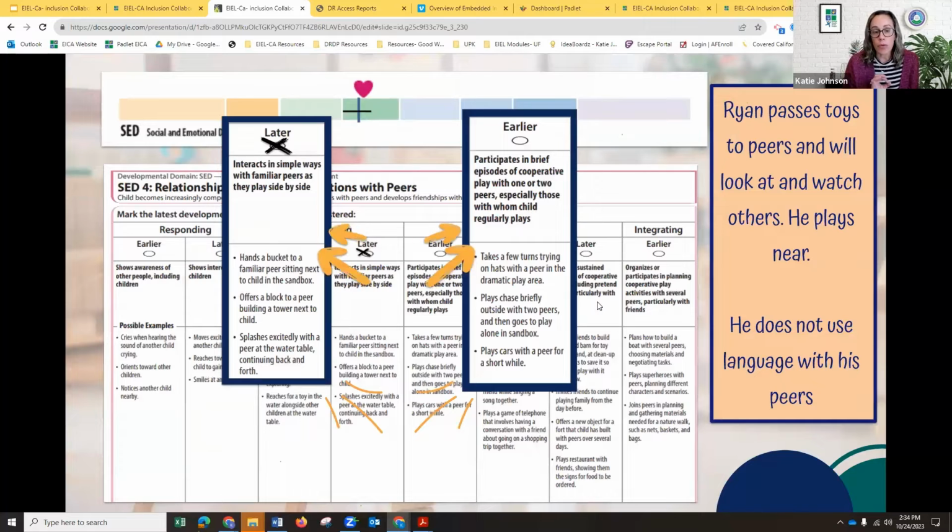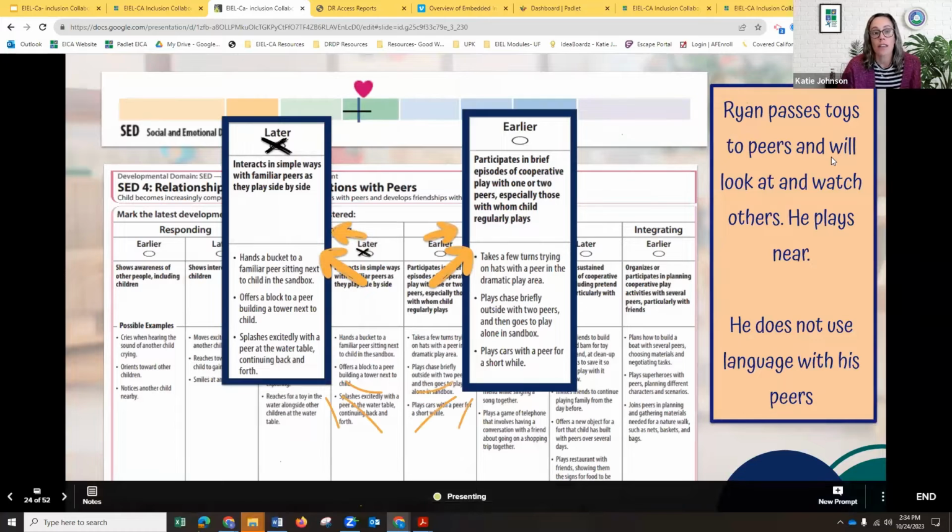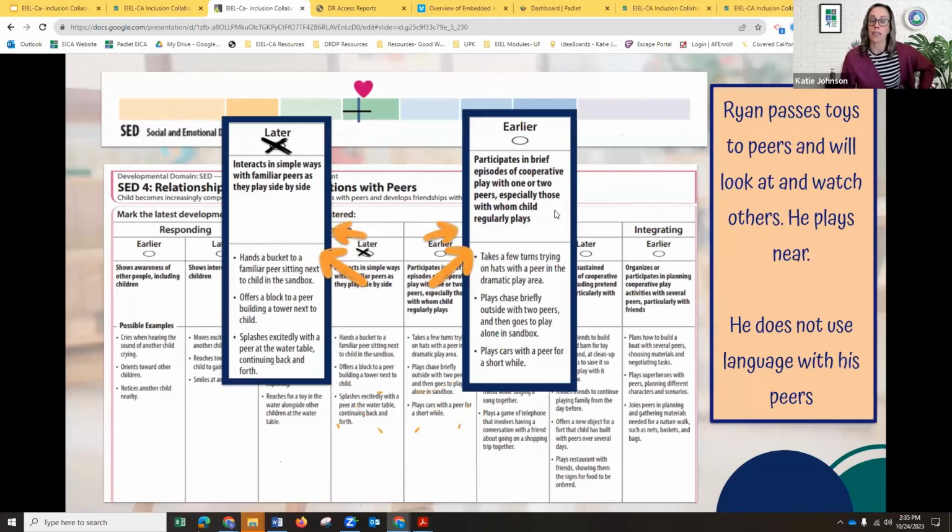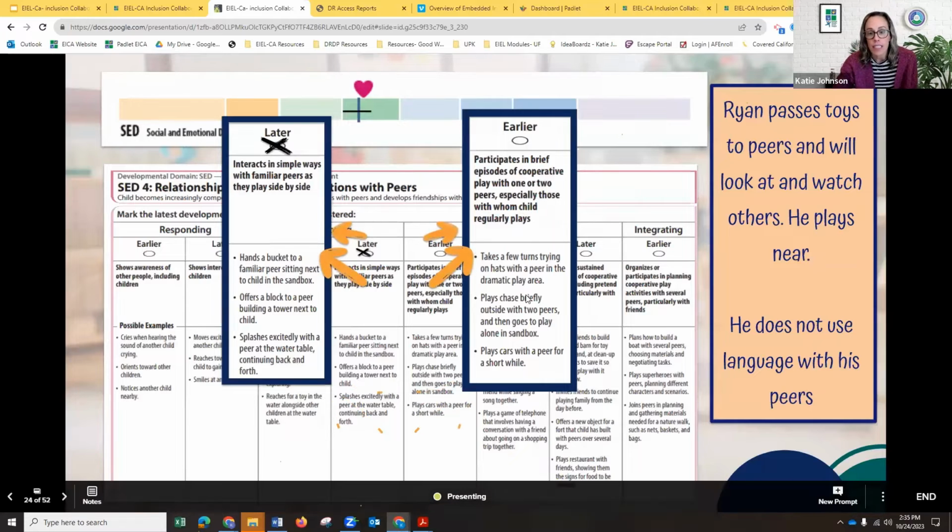Okay, so we're going to share a little bit more information about Ryan. So if we dive into that DRDP child report and we look at social emotional, we see this is where he's at right now. He interacts in simple ways with familiar peers as they play side by side. What I love about the DRDP, for those of you who don't have it, it has these examples here, which help you to sort of relate to what does that really mean. And the next step that we would want him to get to is to participate in brief episodes of cooperative play with 1 or 2 peers, maybe taking turns, trying on hats. Those are some examples.